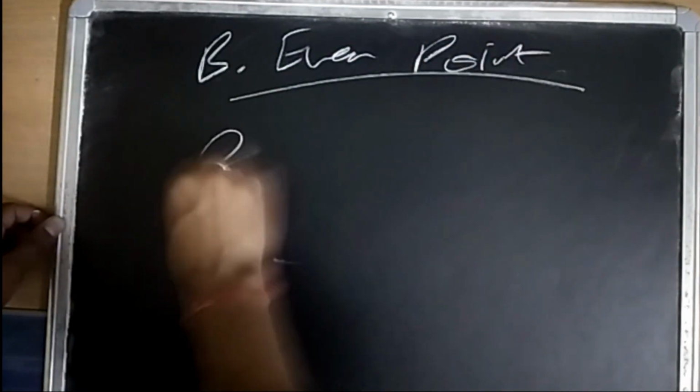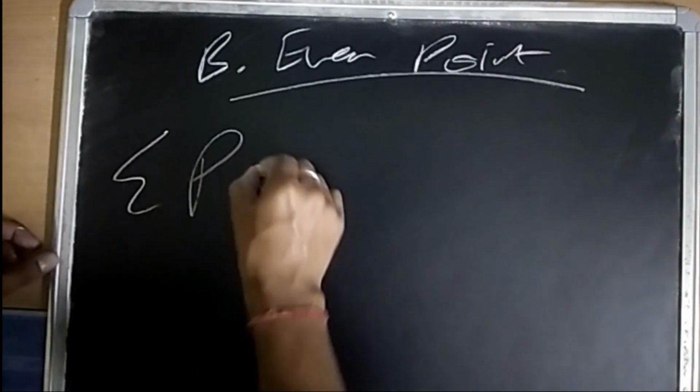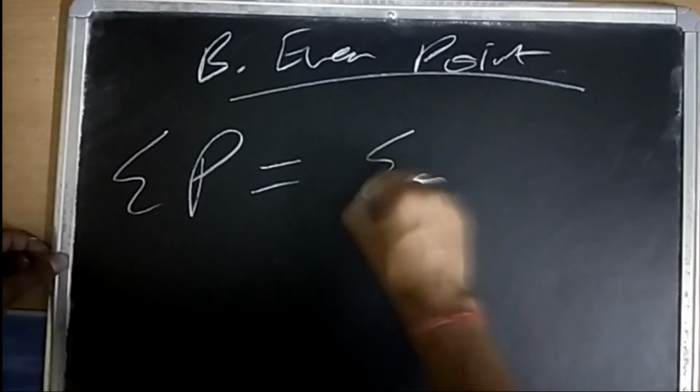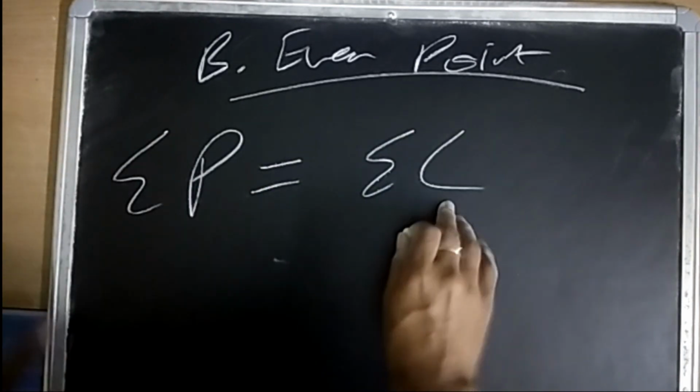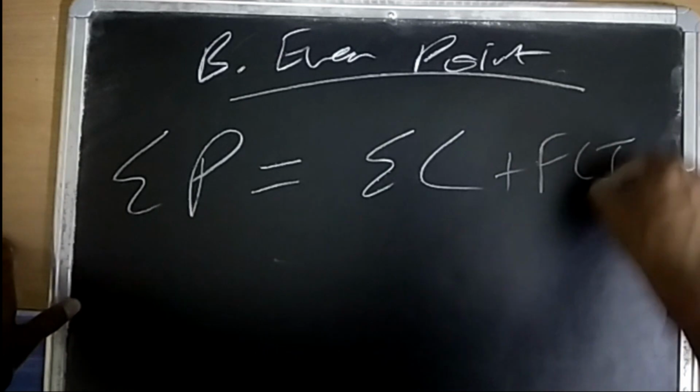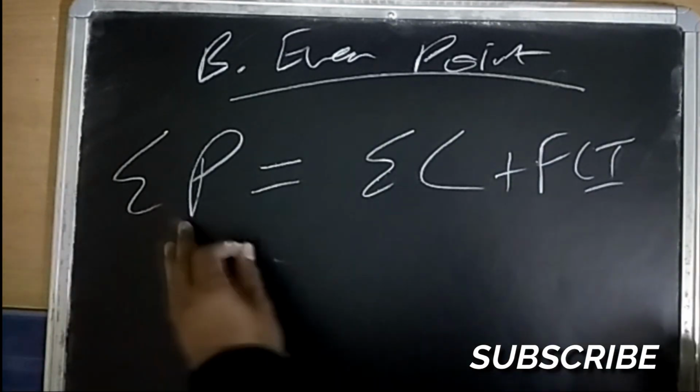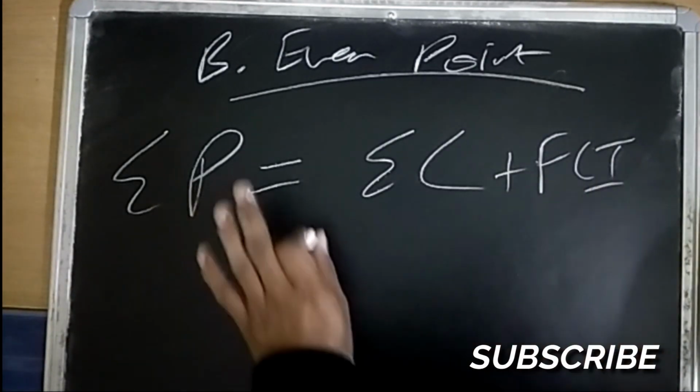Okay, break even point is when the net profit, the summation of profit, is the summation of cost, and here cost plus the FCI, the initial investment. So profit is cost plus FCI. This is how you can calculate break even point.